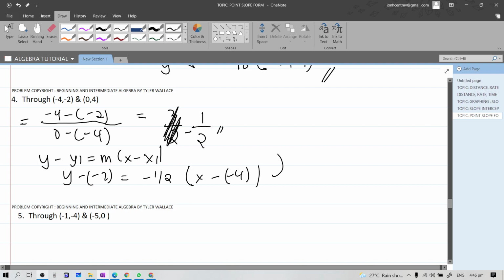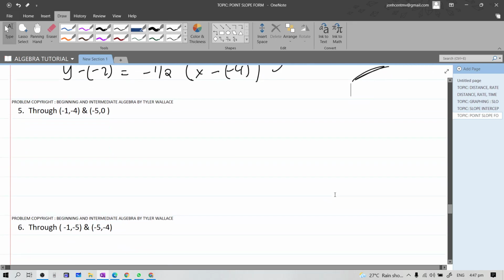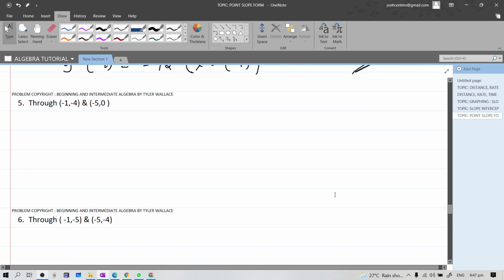So, we will have y plus 2 is equals to negative 1 half times x plus 4. So, this is the answer. Next, for problem 5, we have (negative 1, negative 4) and (negative 5, 0). So, let us evaluate the value. We have 0 minus negative 4 all over negative 5 minus negative 1.